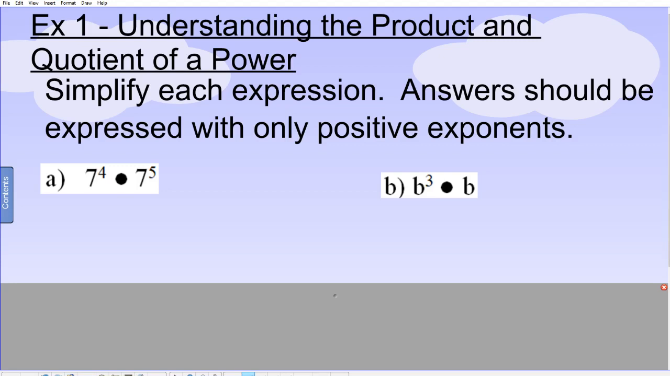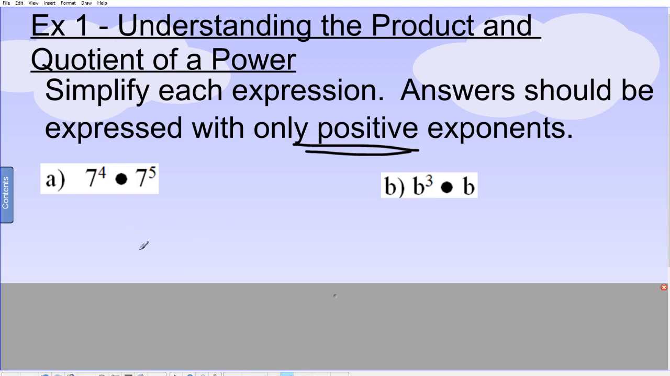So, our first properties. The directions ask us to simplify each expression. Answers should be expressed with only positive exponents. You're going to see that a lot. We do not want negative exponents in our final answer. That's one of the things we get rid of. It's kind of like when you're dealing with fractions, the last episode, always simplify your fraction. It's kind of the same deal. You don't leave your expressions with negative exponents at the end. That's one of those things you just got to get rid of. Okay?